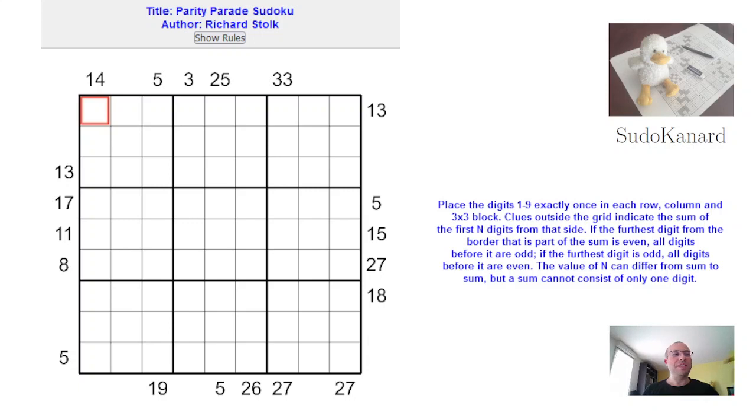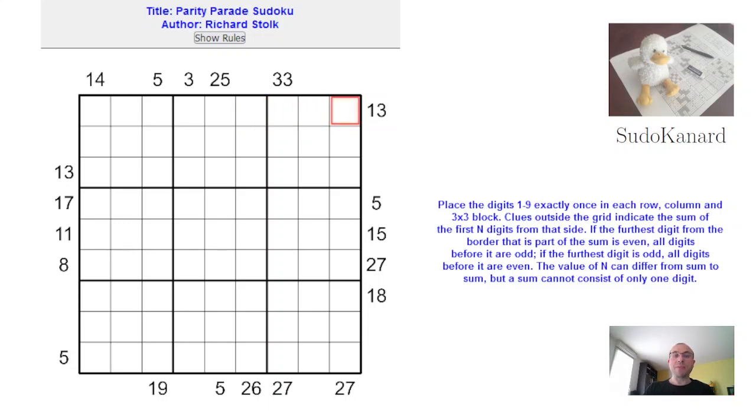We are here to solve this Parity Parade Sudoku by Dutch author Richard Stolk. Parity Parade is a variant that was invented by Glum Hippo at approximately the same time as Parity Party, and it's almost the same rule as Parity Party, maybe a little simpler. Whenever you have such a number in the margin, this number is the sum of the first few digits, and how many digits is determined by the first change of parity.